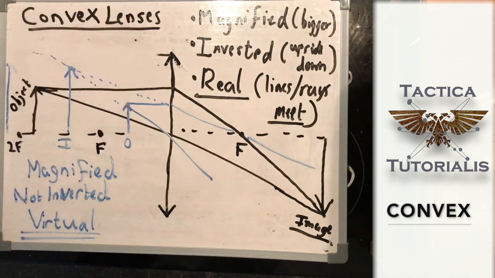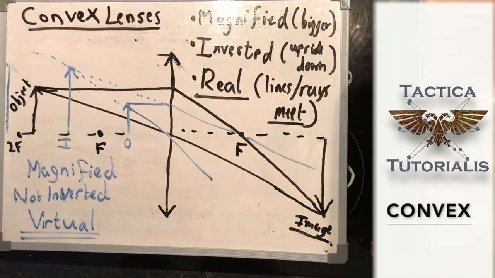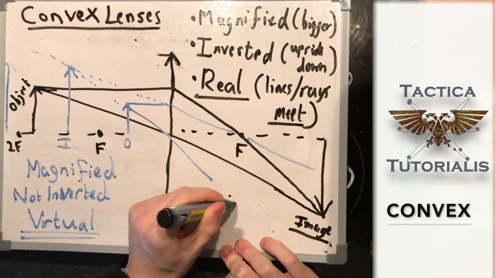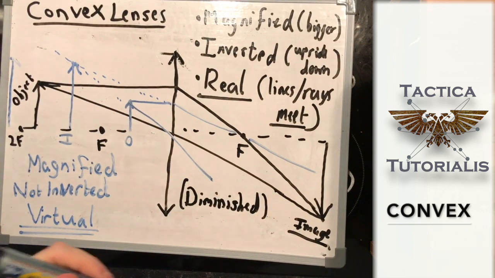There's one more word I need to tell you, and that's the opposite of magnified. So if an image gets smaller, last word I need to tell you, we say that it is diminished. That's the scientific word for saying it got smaller.